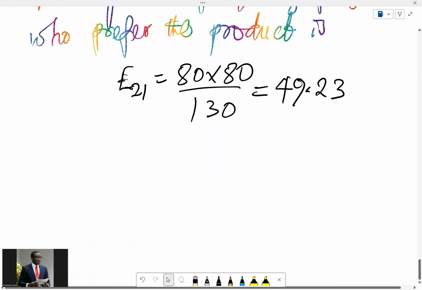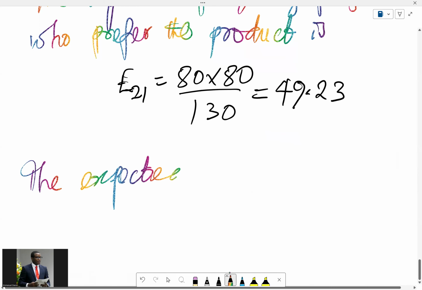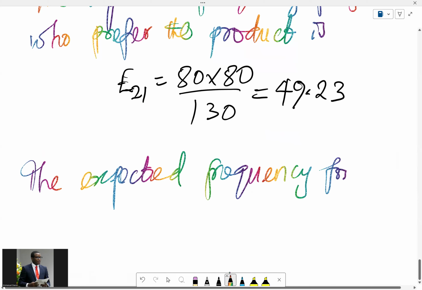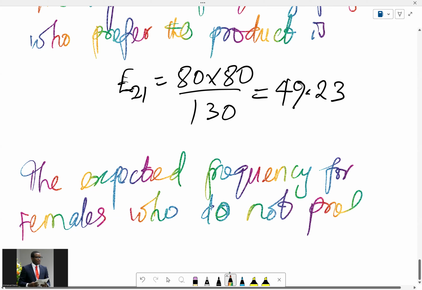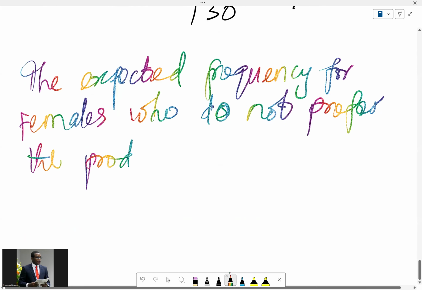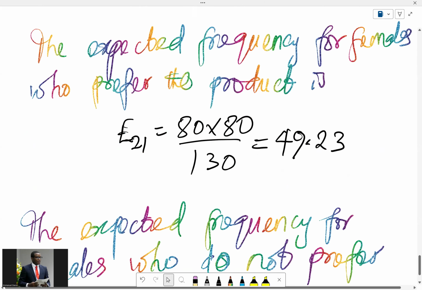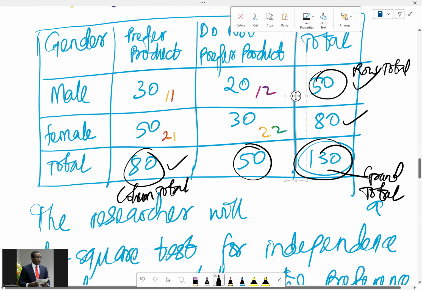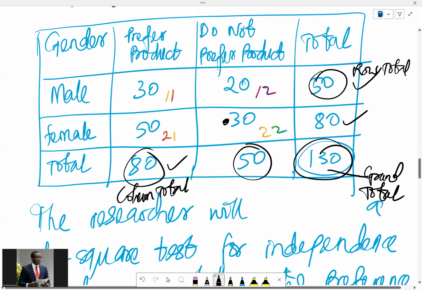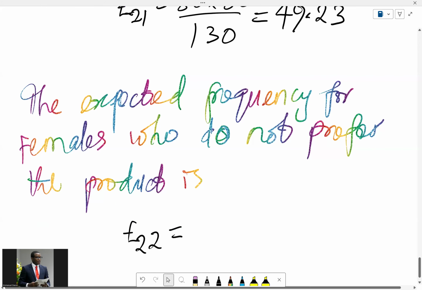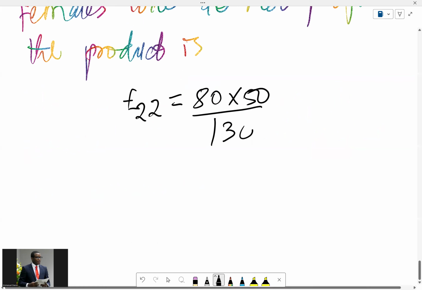And lastly, the expected frequency for females who do not prefer the product is E22. Again, we have the row total for females who do not prefer the product. The row total is 80, the column total is 50. That is 80 times 50 divided by 130, and that is 30.77. So that's how all of that works.